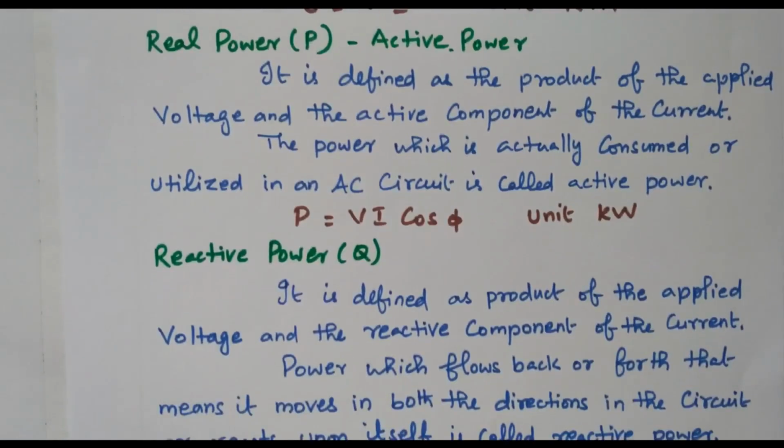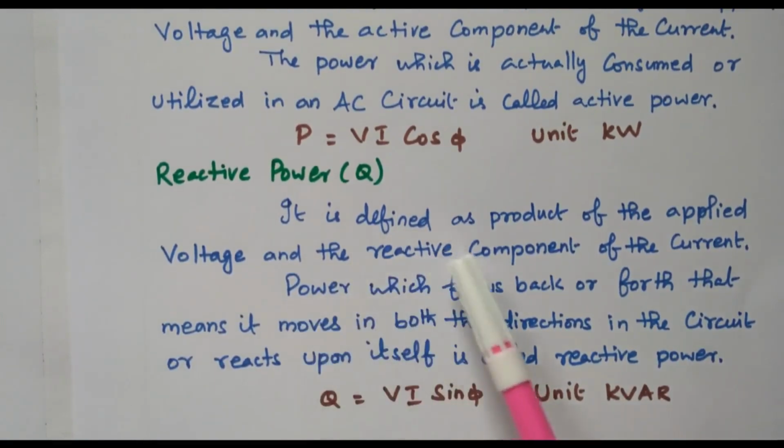Then what about the reactive power? It is defined as the product of applied voltage and the reactive component of the current. What is the reactive component? Power which flows back and forth, that means it reacts upon itself in the circuit. Some power is required to activate the circuit, that is called reactive power. The power actually consumed is active power. The power required to activate the circuit is reactive power. That's why it is called reactive component or active component. So Q equals VI sin phi. The unit is kVAR.